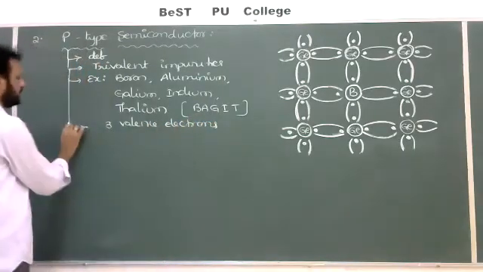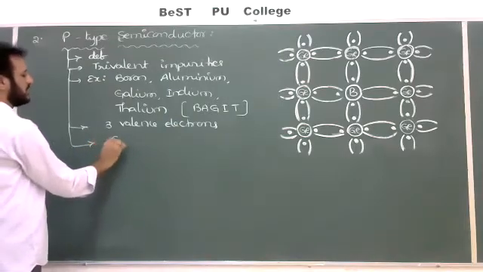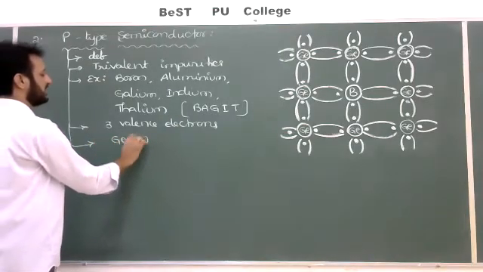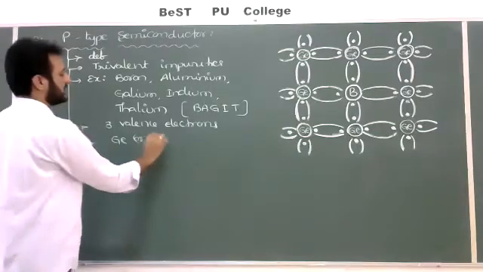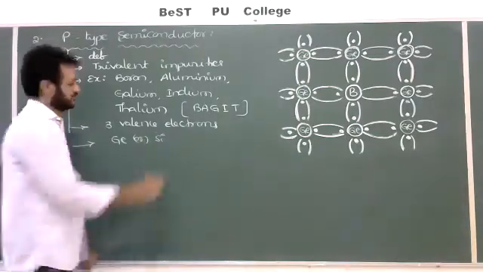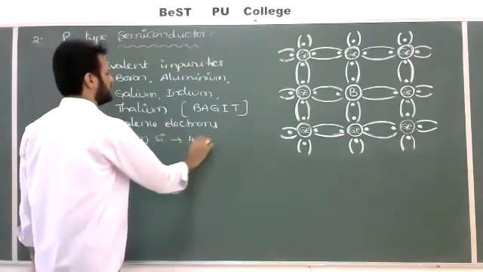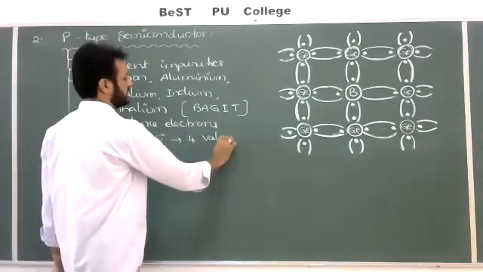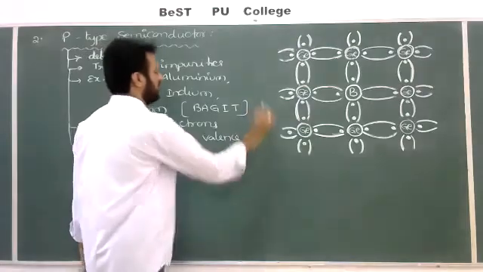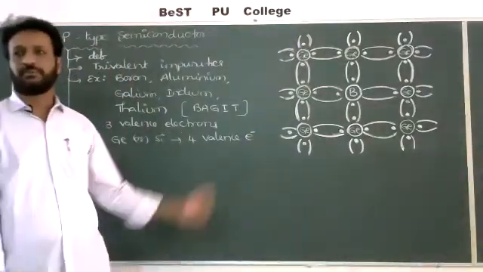But whatever pure semiconductor we have chosen, either germanium or silicon, it is tetravalent. So it contains 4 valence electrons. Germanium or silicon has 4 valence electrons. They are tetravalent. Then how will the bonds be formed, if you observe carefully?